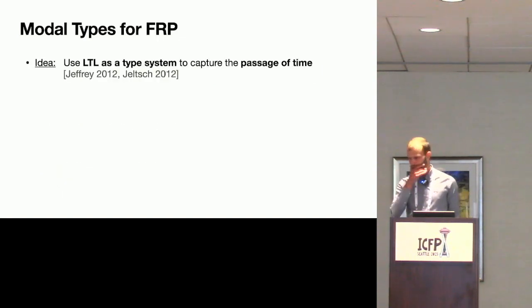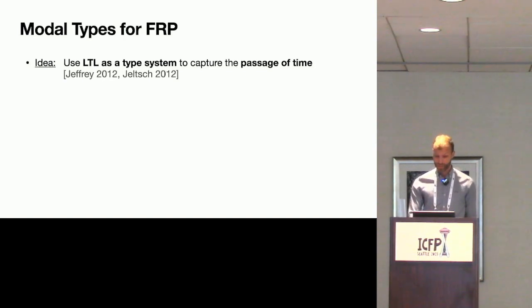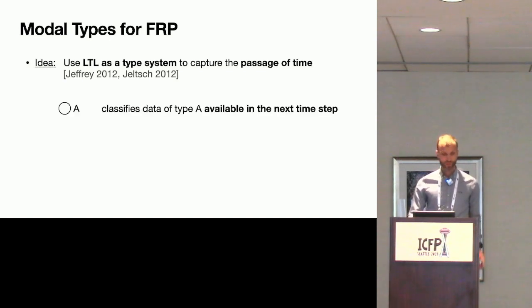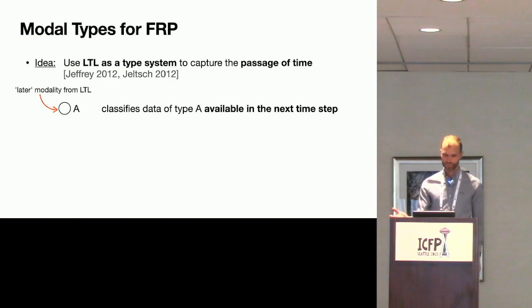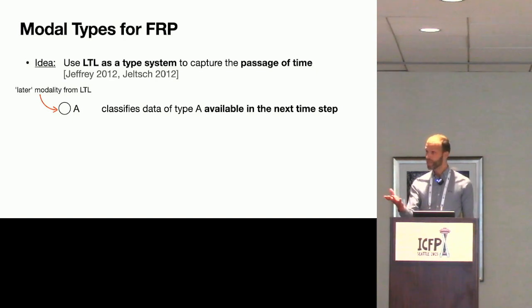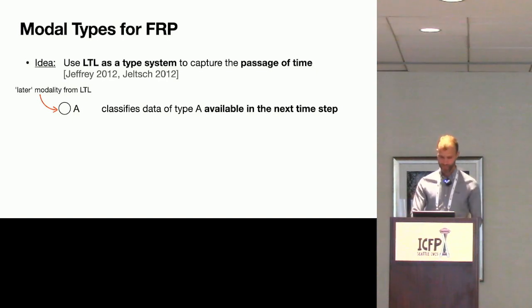There are different ways of avoiding these, and one is to use modal types. We basically take LTL, linear time logic, and use it as a type system for our programs, to capture the passage of time in our functional reactive programs. This idea goes back to 2012. Essentially we were able to use types like this here, this later A, and the circle here is the later modality from LTL. A type like this classifies data that is of type A, but is only available in the next time step. So we say something also about when data is available.